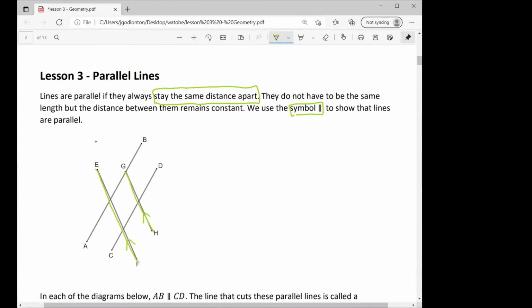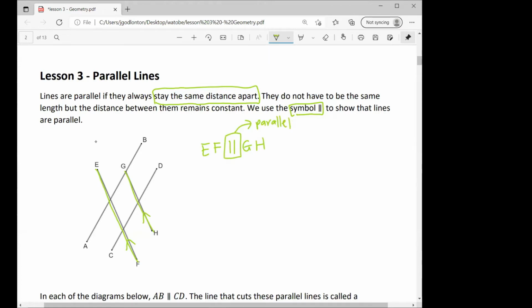And when we show lines are parallel on a picture, we use these arrows. Sometimes there's 1 set of arrows and sometimes there's 2. Both of those mean that they are parallel. And if I wanted to write that these two lines are parallel to each other, I would say EF is parallel to GH. So this symbol over here, that means parallel.